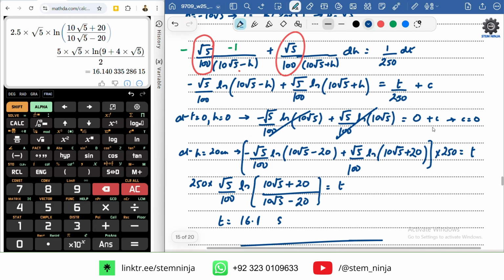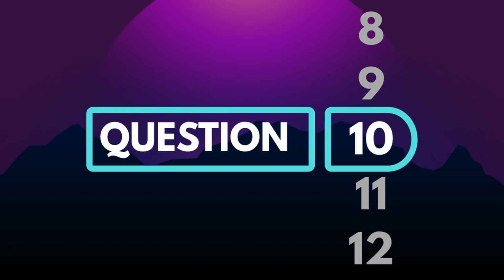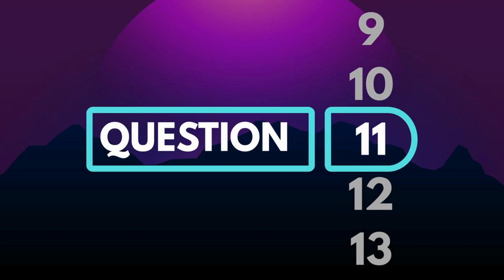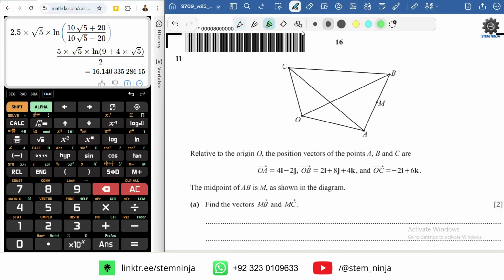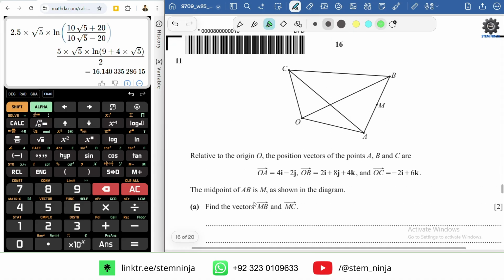Alright, okay, so moving on. Question number 11. Relative to the origin O, the position vectors of the points A, B, and C are this. Okay, the midpoint of AB is M, as shown in the diagram. Find the vectors MB and MC.